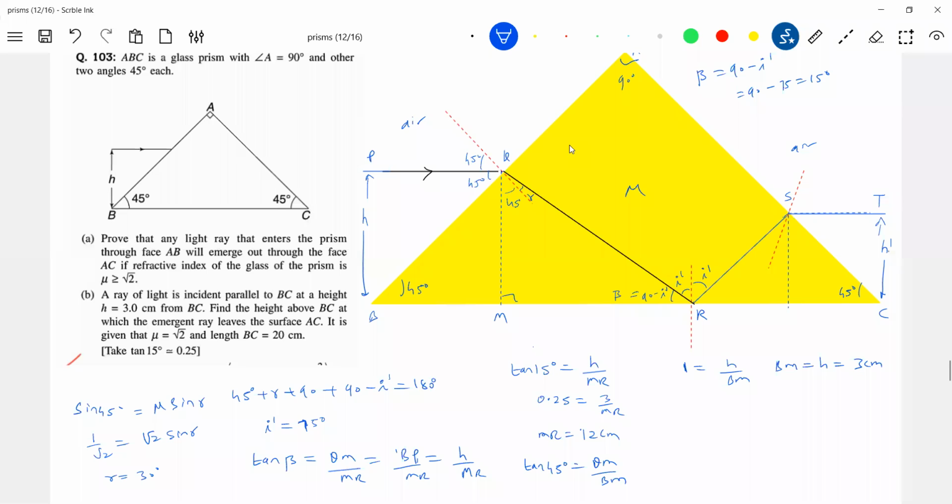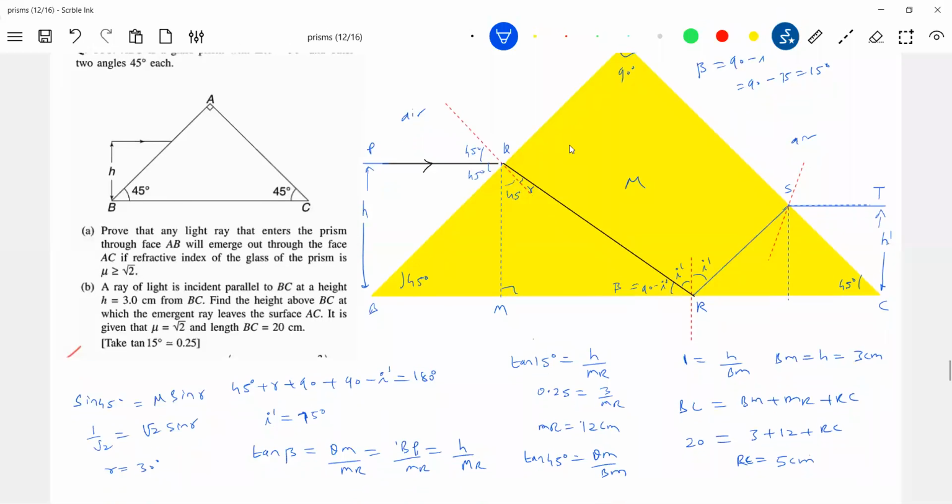BC is 20, given, no? So we know BC is equal to BM plus MR plus RC. BM is 3. MR is how much? We calculated 12. RC, with BC as 20, is 5 centimeter. Now we know RC. With the RC, we should calculate the first SSC, that one. What are the other things I should try?